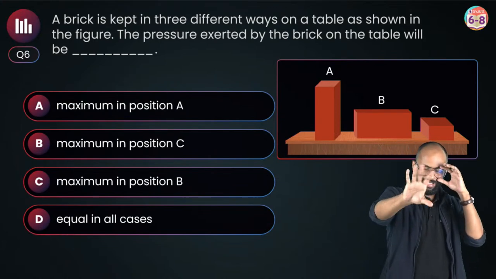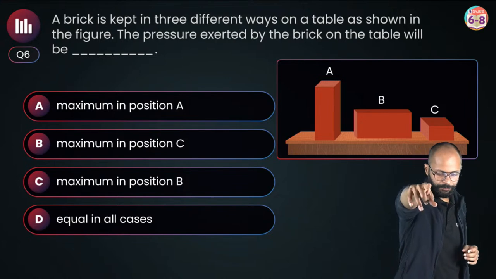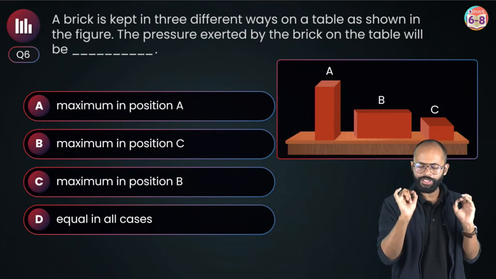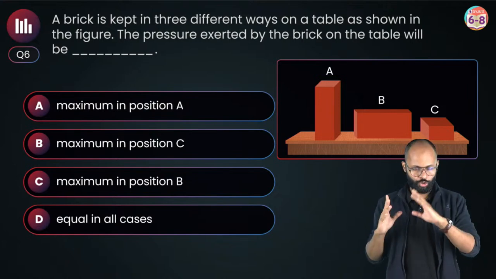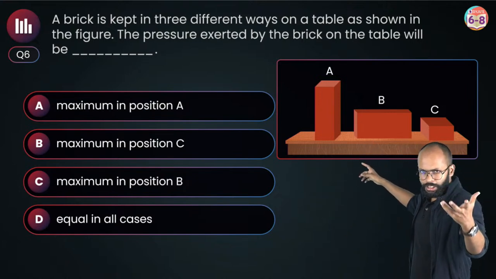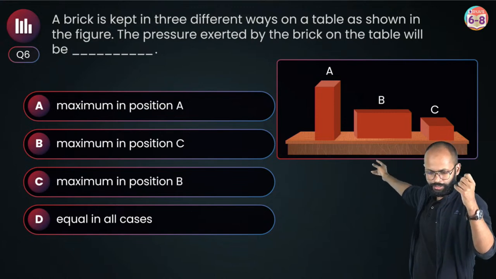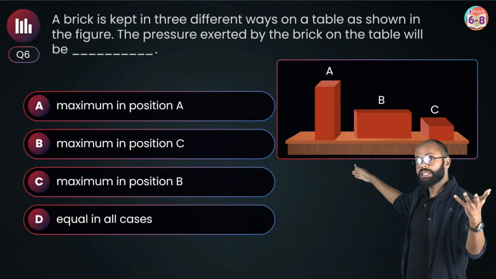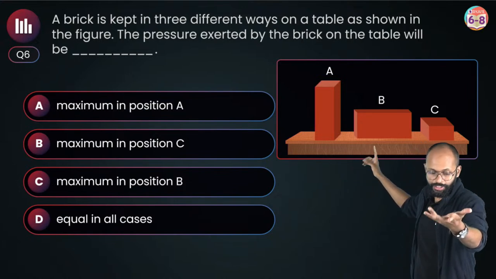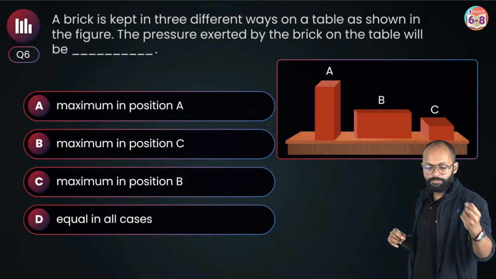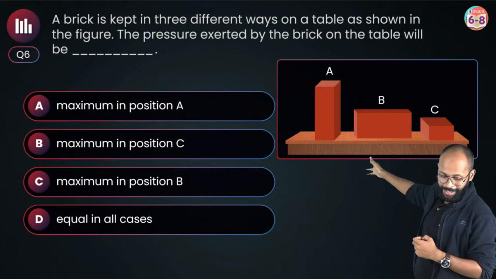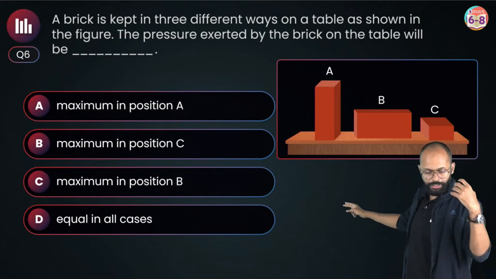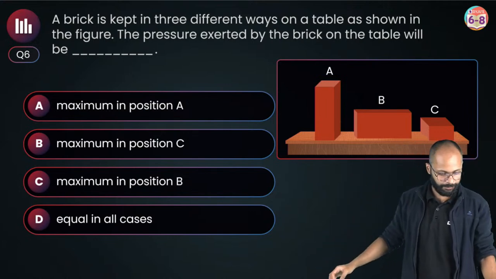It's a nice conceptual question. Question number 6. Four options. A brick is kept in three different ways on a table as shown. Ek eta hai, humne usko teen tarike se rakha. The pressure exerted by the brick on the table will be dash. First option: maximum in position A. Maximum in position C. Maximum in position B. Equal in all cases. Think about it.